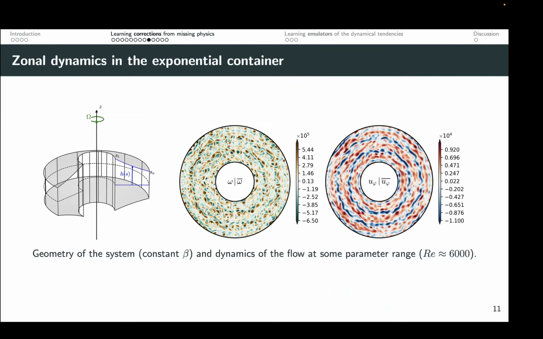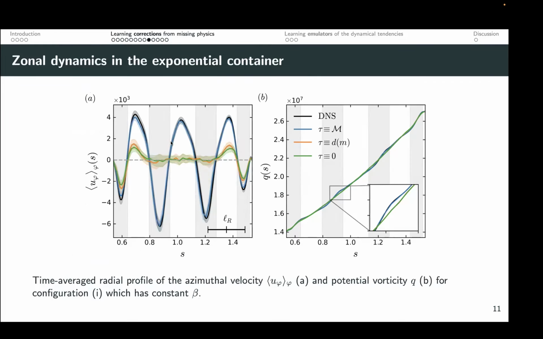Just a few examples of different configurations. So this is in what they call an exponential container. The dynamics it gives is that you have alternating jets, and so if you look at a radial profile of velocity, you can see these alternating jets. And in blue, this is the model that we trained, and it is very close to the reference DNS.